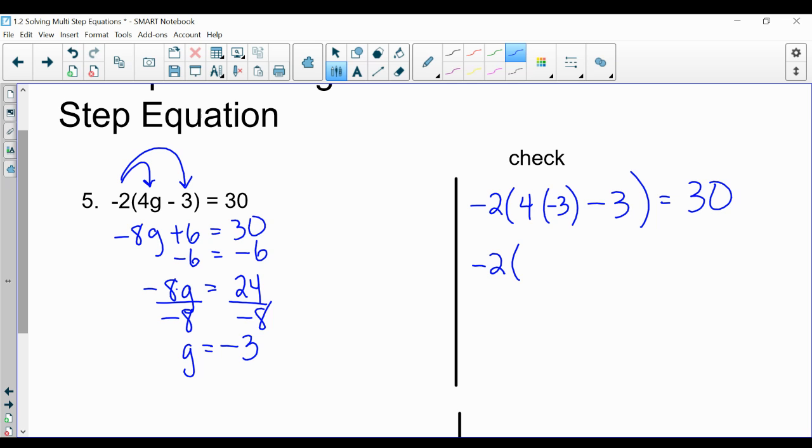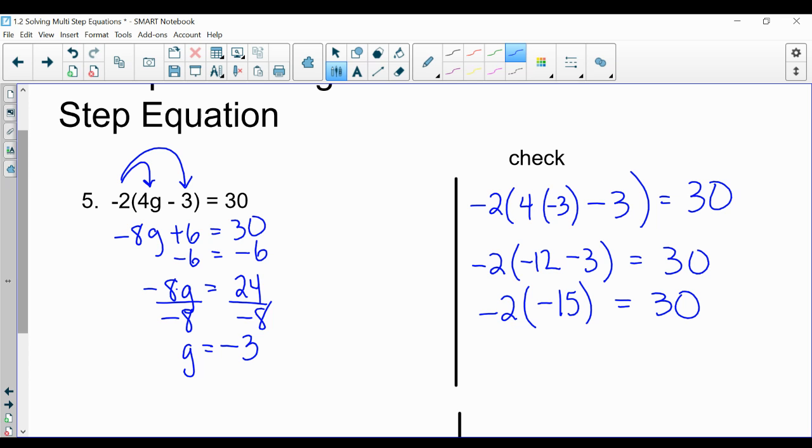So 4 times a negative 3 is a negative 12, minus 3 equals 30. So I'm not done simplifying that parenthesis yet. 12 and 3 are both negative, so I'm going to add them together. The signs are the same, you add. So this is a negative 15 is equal to 30. So now I have 2 and 15, a negative 2 times a negative 15. A negative times a negative is a positive. And it checks.